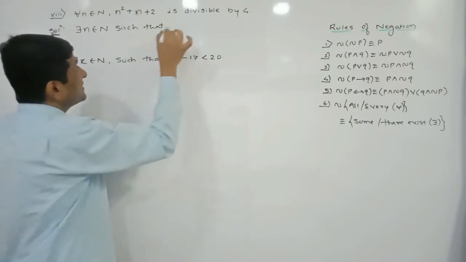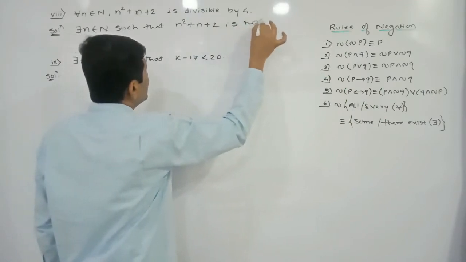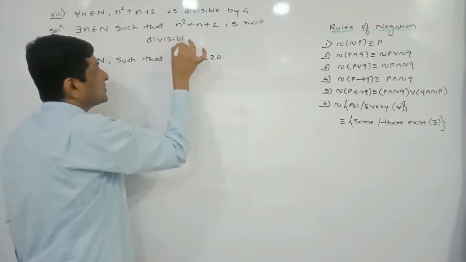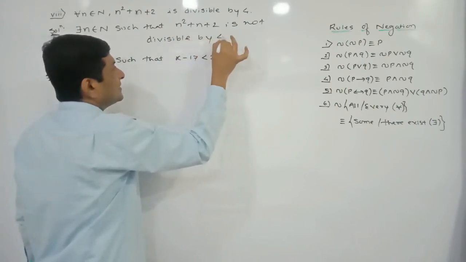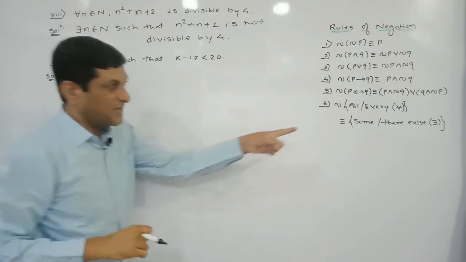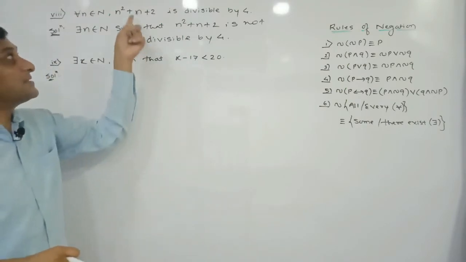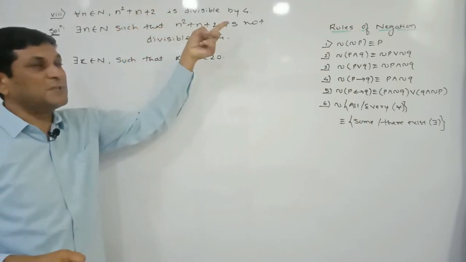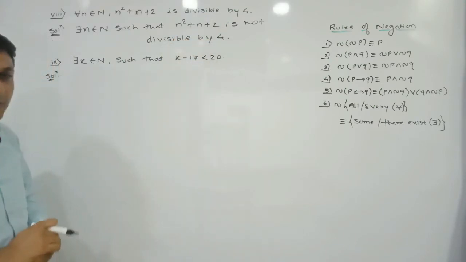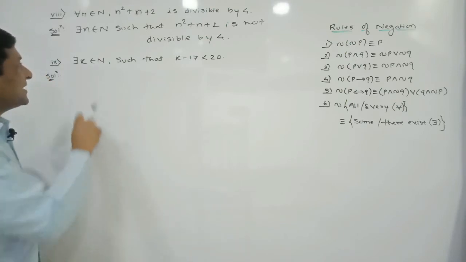So what will we get here? n square plus n plus 2 is not divisible by 4. Why not? Because we are finding negation, and the rules of negation say to replace for every by there exists, and also negate the statement. n square plus n plus 2 is divisible by 4, in case of negation it will become not divisible by 4.